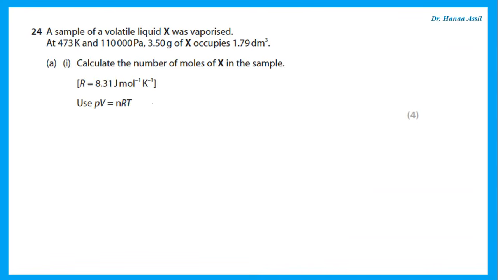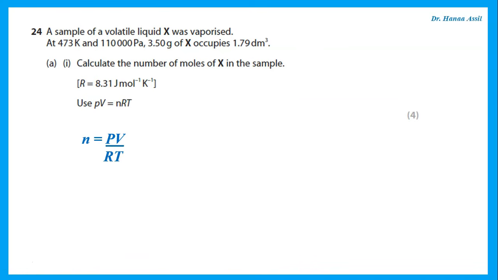A sample of a volatile liquid X was vaporized at this temperature and this pressure. This mass of X occupies this volume. Calculate the number of moles. Of course, we're going to use PV equals nRT. What is the value for each of these?